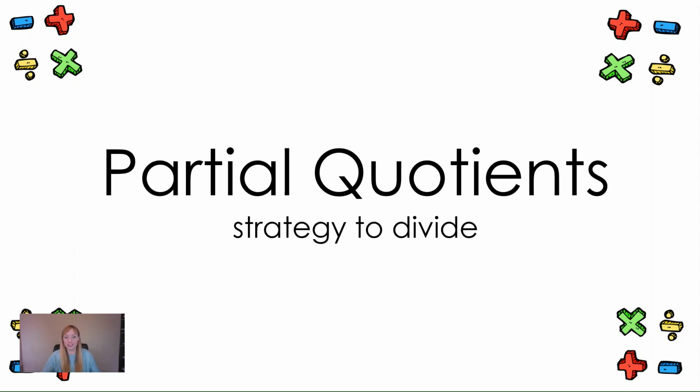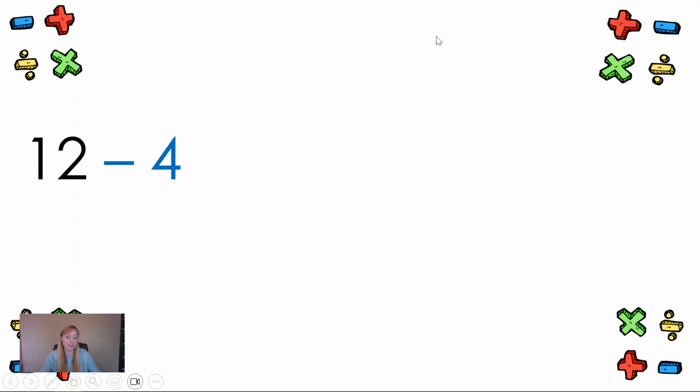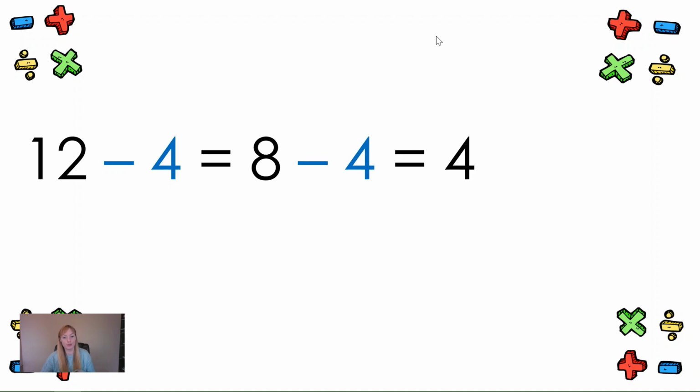But first, let's start with simply 12 minus 4. Now, what do you think 12 minus 4 is? You probably know it's 8. Now let's take that 8 and subtract 4 more. What's 8 minus 4? That leaves us with 4.